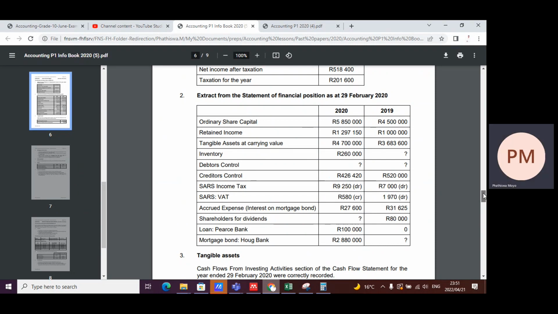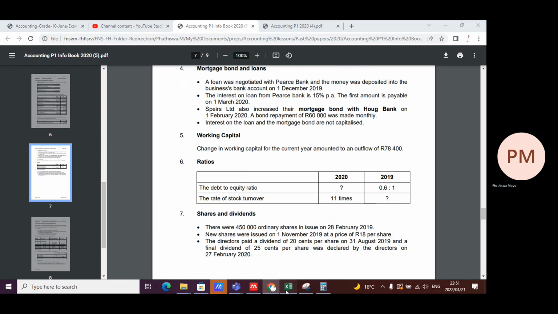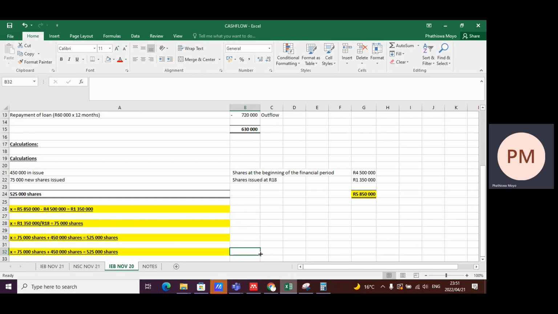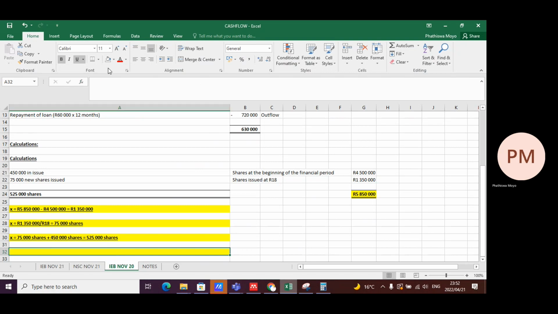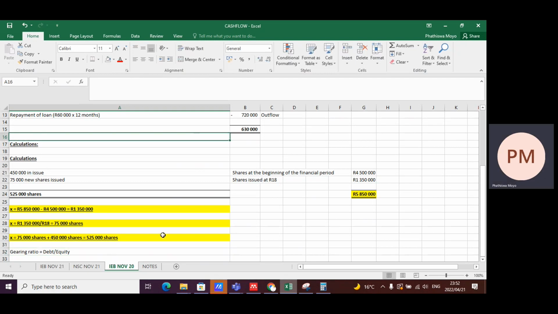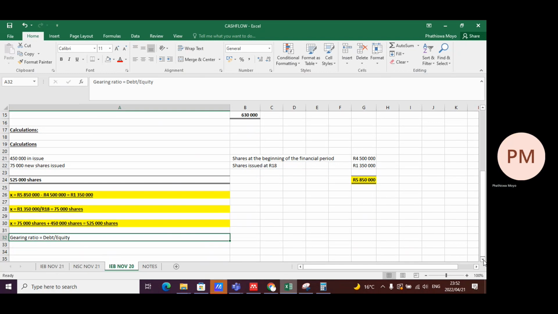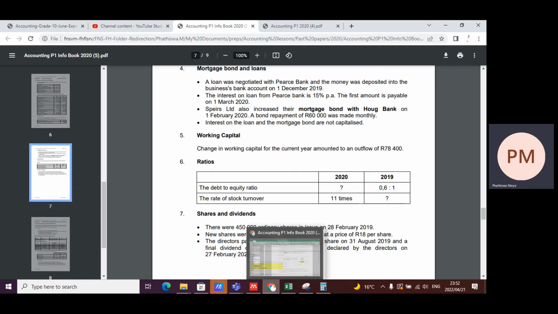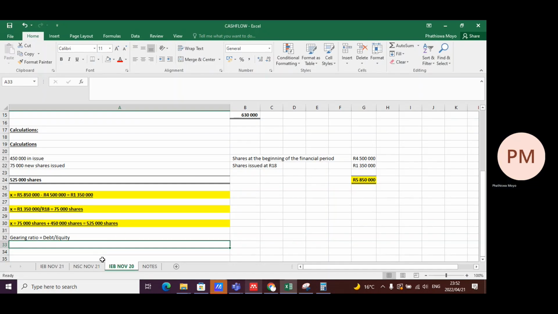We're not given the opening balance, but we're given the debt to equity ratio, which is your gearing ratio. Now your gearing ratio is debt divided by your equity. So here, your gearing ratio you are given is 60%. 0.6 is 60%, guys.